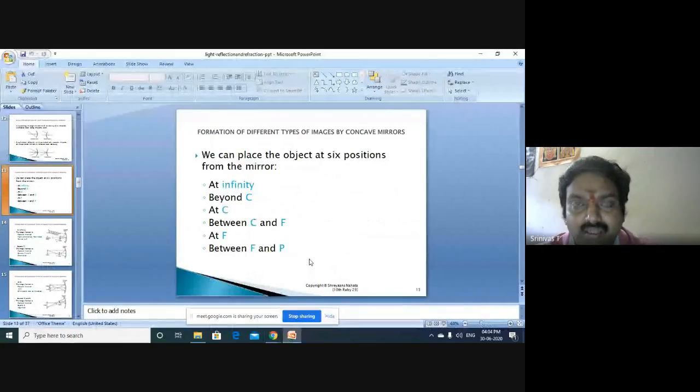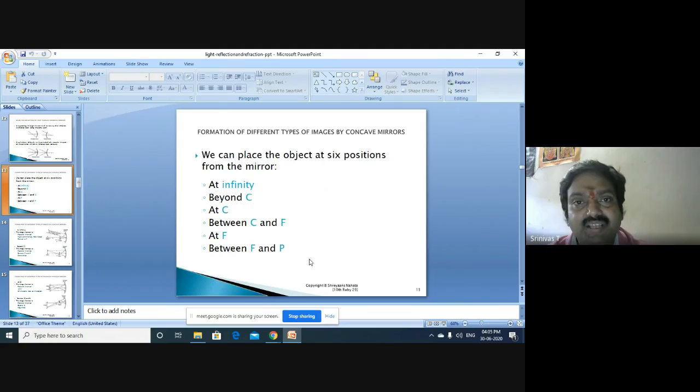Now if you look at the screen, here we have different positions for the placement of an object, and accordingly the images will be formed at different locations. So chiefly, these are the positions where an object can be positioned. First, if the object is at infinity, we have to look at that case. Then the second case is beyond the center of curvature and before infinity.